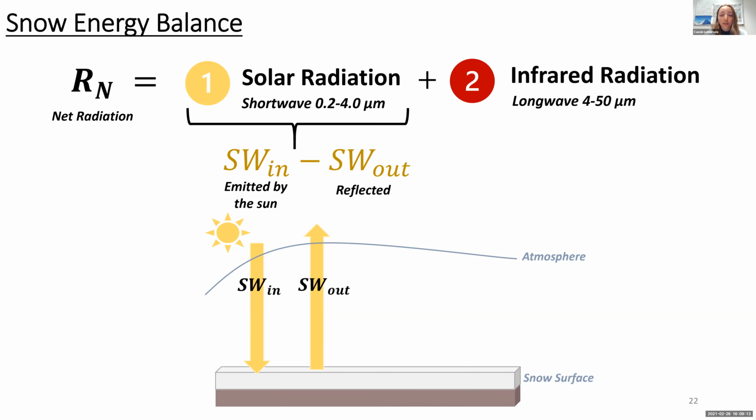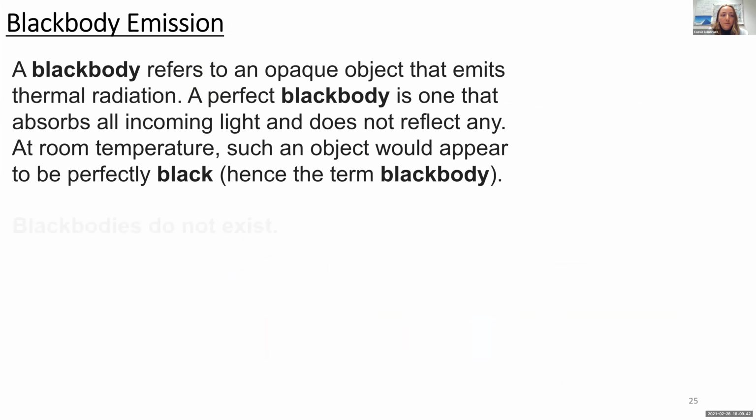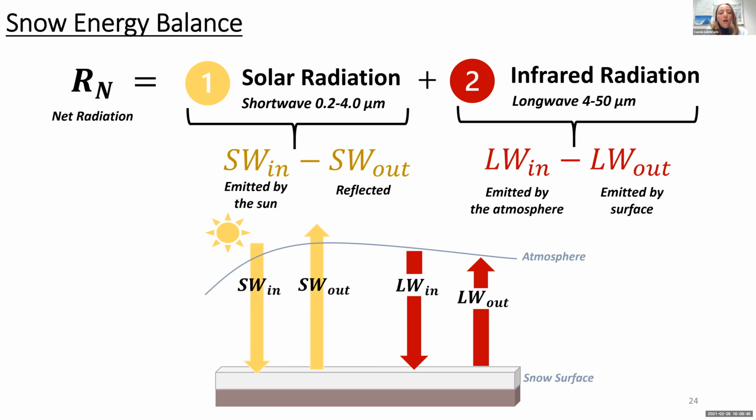So these are the two components of shortwave, the solar radiation, and then you also have infrared. So this is longwave, and one component coming in is emitted by the atmosphere, and then you also have longwave emitted by the surface. So these are your major components we'll be talking about of the snow energy balance, specifically in the open. We have three components here: emitted by the sun, emitted by the atmosphere, emitted by the surface, and all these are emitted by bodies basically.